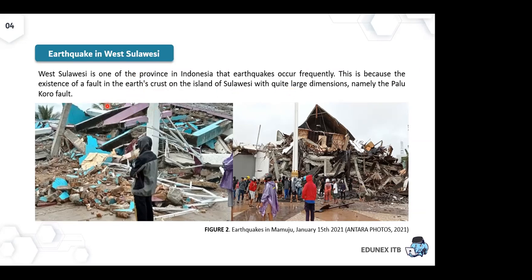And then, according to the Indonesian Agency for Meteorology, Climatology, and Geophysics, or BMKG, data, West Sulawesi has experienced at least 7 destructive earthquakes that caused a lot of damage and human casualties. And this picture shows the damage caused by an earthquake in Mamuju, January 2021.